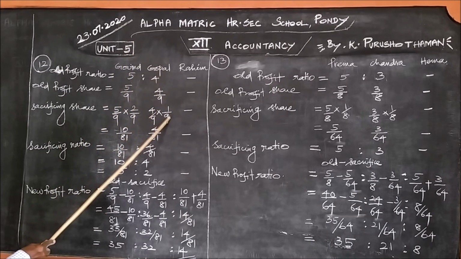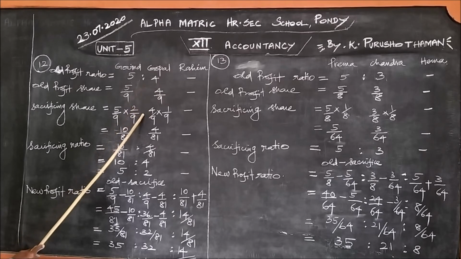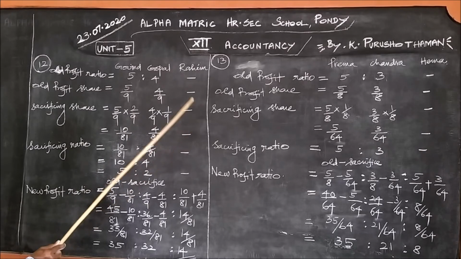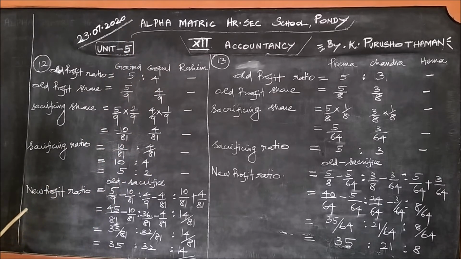Gopal is sacrificing 1 by 9 of his share, 1 by 9 into 4 by 9. So you can write 10 by 81, 4 by 81. This is the sacrificing share. What about the sacrificing ratio then? This is 10 by 81 is to 4 by 81. Since the denominators are equal, 10 is to 4. Again, if you simplify by 2, 5 2s are 10, 2 2s are 4, 5 is to 2 is the sacrificing ratio.